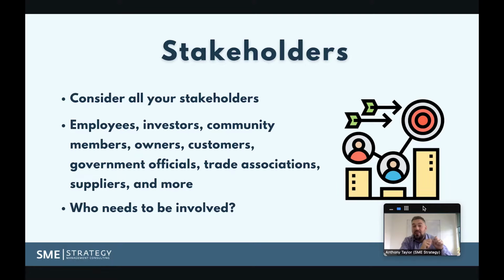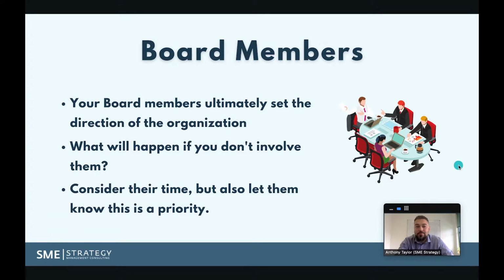You may want to have a light touch, you may want to have a heavy touch, but at least have a plan for each of your stakeholders. Otherwise, you'll derail your plan. They will derail your plan later on.